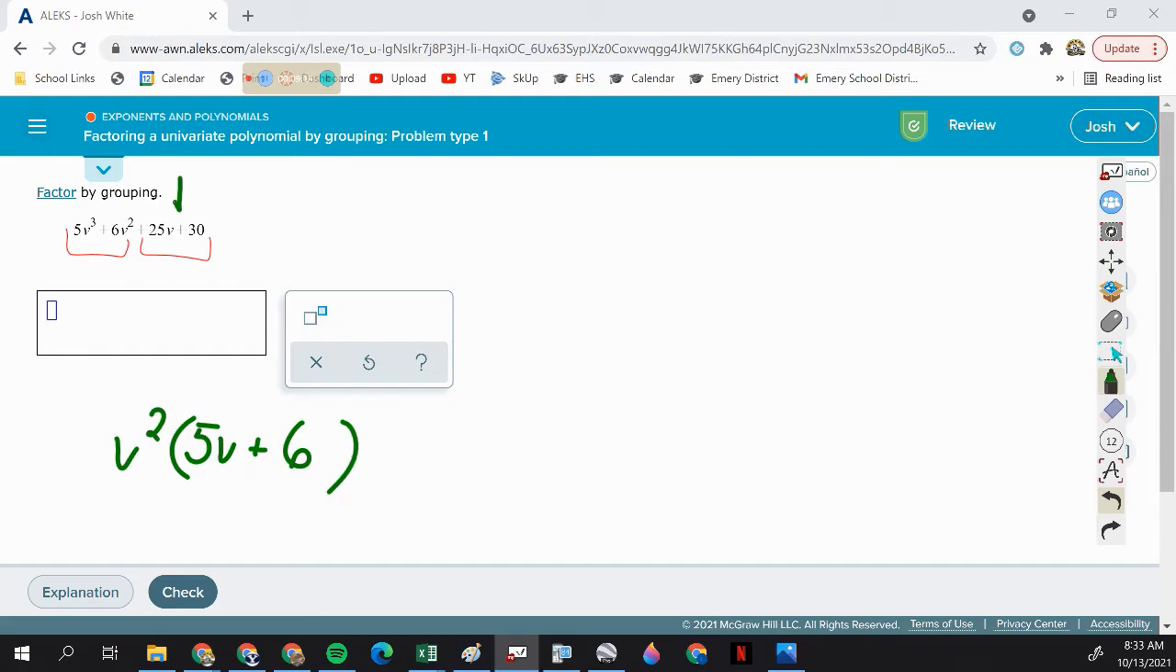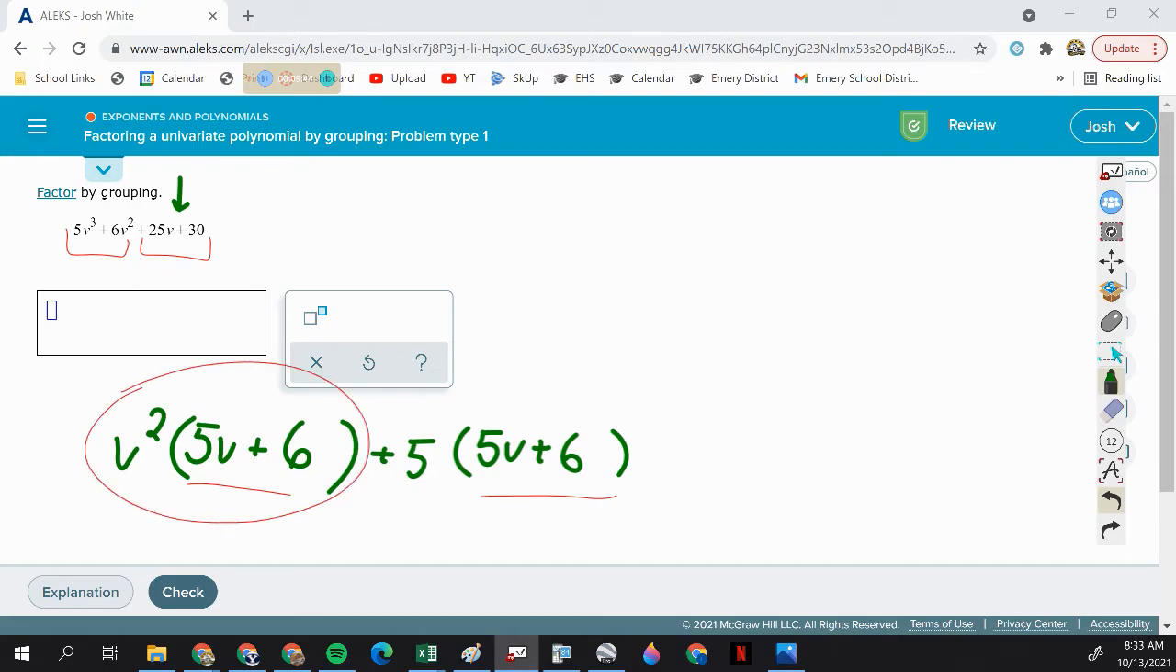What is common in the second set? 5. So I'm going to pull out a 5, and when I do that, what's left? 5v plus 6. Now, notice, these are the same. If those are the same, then factor by grouping works. If they're not the same, then it doesn't work. Okay, so now we're going to treat this like a two-term polynomial.